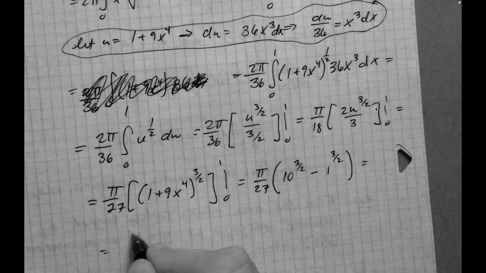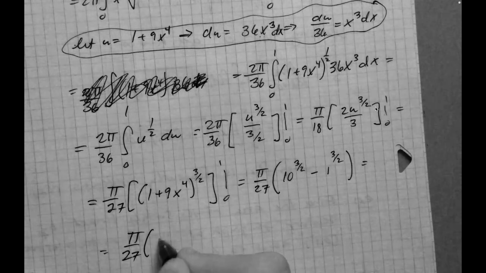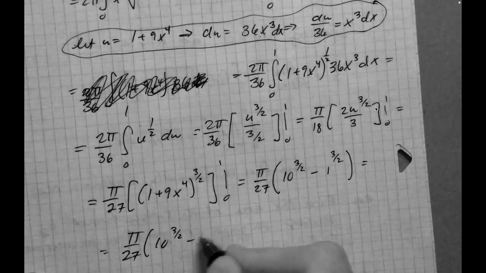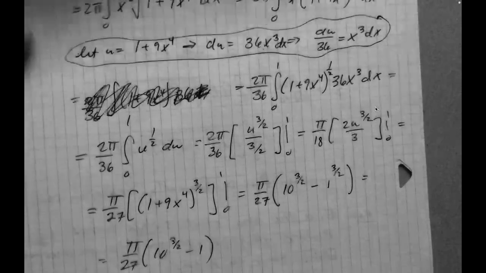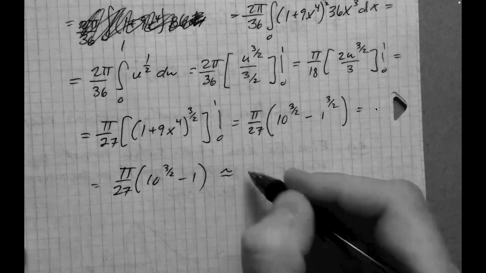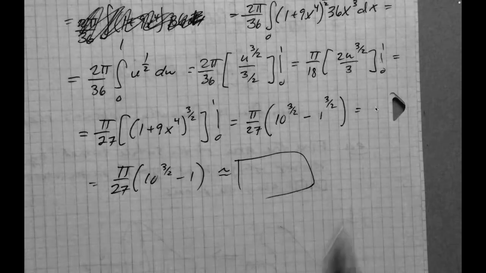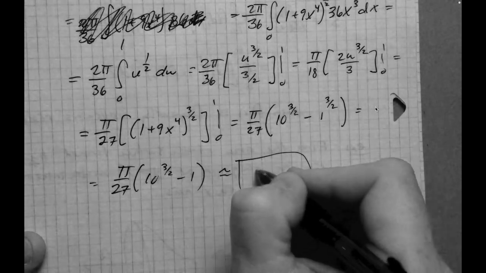So let's see, pi over 27 times 10 to the 3/2 minus 1. That's probably about as good as it's going to get. And so I'll let you plug this in for the approximate value. Actually, maybe I have it somewhere here. Yep, I do.